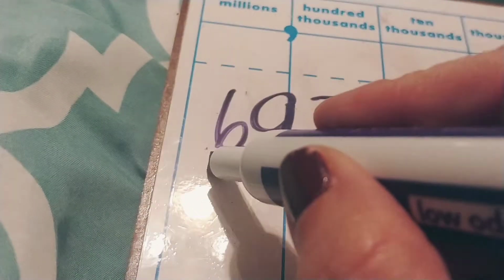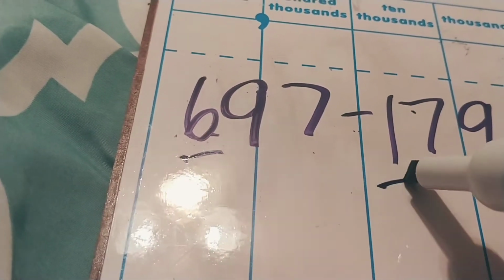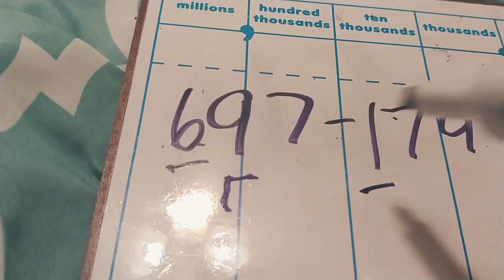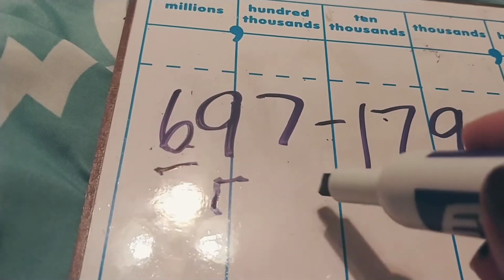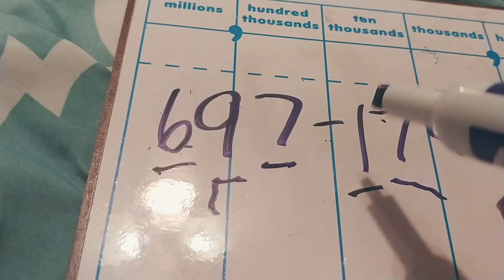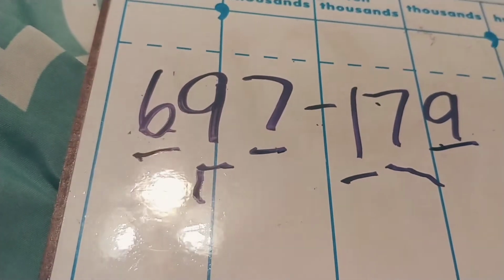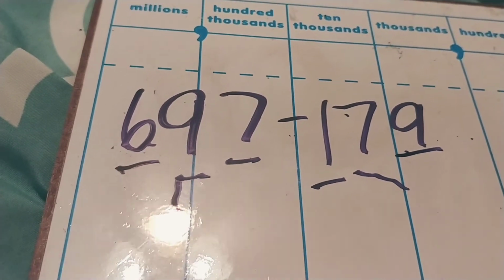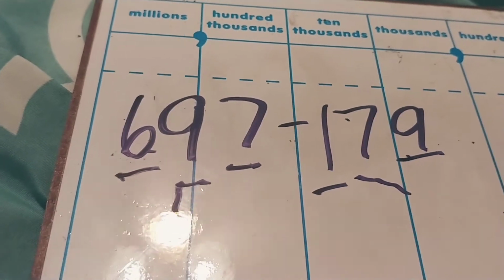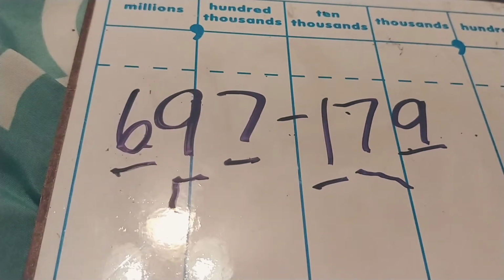So I'm going to look, and I notice that this is in the hundreds place, this is in the tens place, and this is in the ones place. I'm doing this through my phone's camera, so that's why it's a little messy.